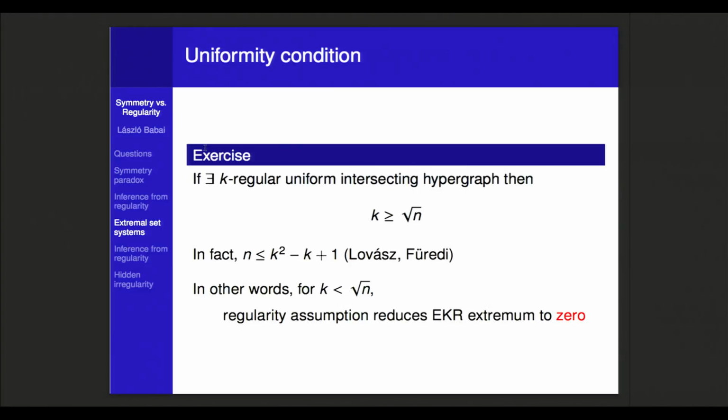It is a little more difficult what Lovász and Füredi proved, that actually n is not just less than or equal to k squared, but less than or equal to this, which is a tight bound then, and the equality is going to hold for projective planes. But it doesn't matter from my point of view, essentially square root of n. So basically what this means is that the regularity assumption reduces the Erdős-Ko-Rado extremum to 0, because there cannot be a regular uniform hypergraph. Okay, so that really tells us that maybe we should switch to non-uniform hypergraphs, and that's what Frankl did.